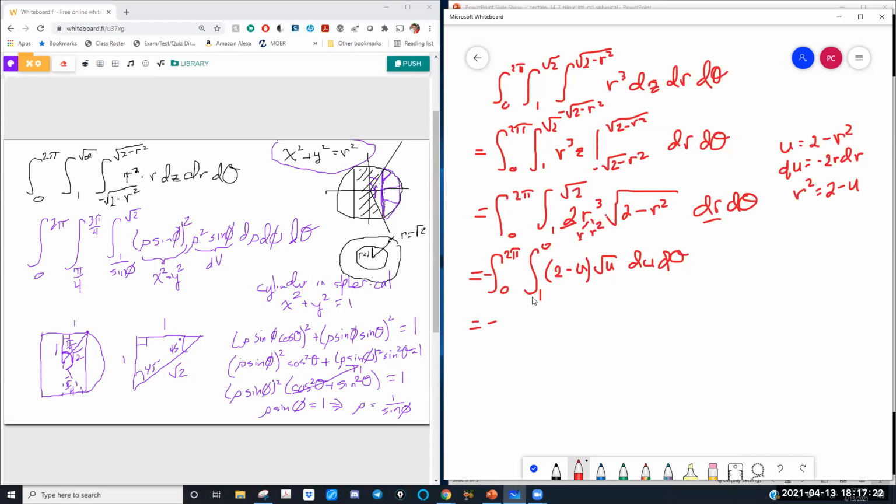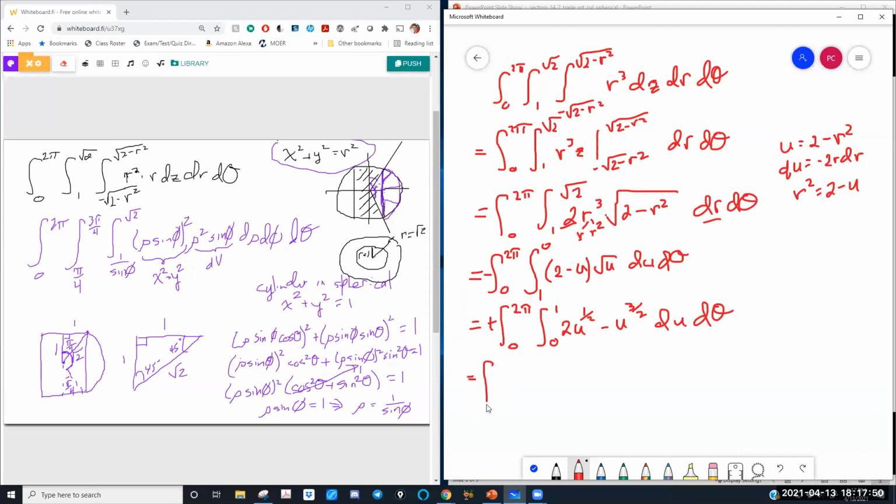If you want, one of the things you can do, it's actually pretty cool. If you want to get rid of that negative, you can flip those limits and turn that positive. 0 to 2 pi, 0 to 1. This is u to the 1/2. So we're going to have a 2u to the 1/2 minus u to the 3/2 du d theta.